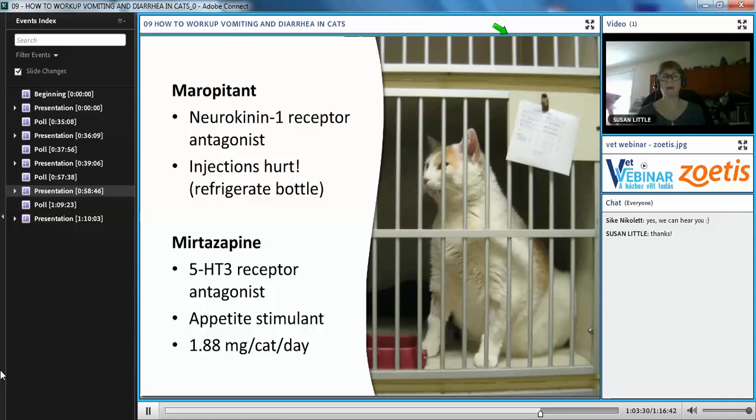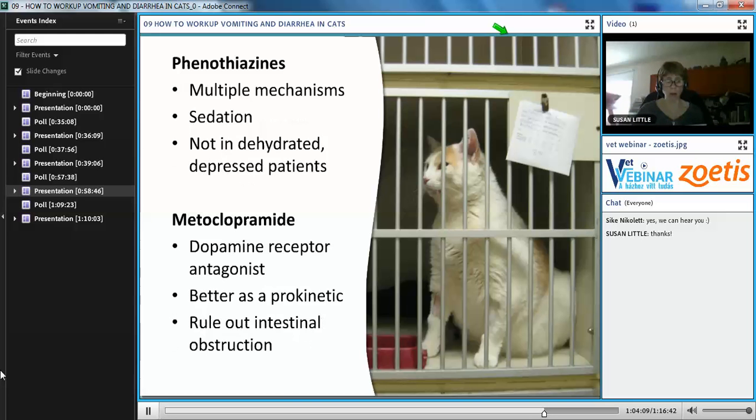maropitant would be our first-line antiemetic in cats. It is very effective for most of the causes of vomiting, whether it's acute or chronic, that we see in cats, and we talked about using it for chronic kidney disease. Injections can sting, so we typically keep the bottle in the refrigerator. It seems to sting a little bit less if it's cold. Another potential drug is mirtazapine. It works through a different mechanism, and it's also an appetite stimulant. So that's a drug that we might pick for some of our patients as well. So those are two quite valuable drugs that we can use.